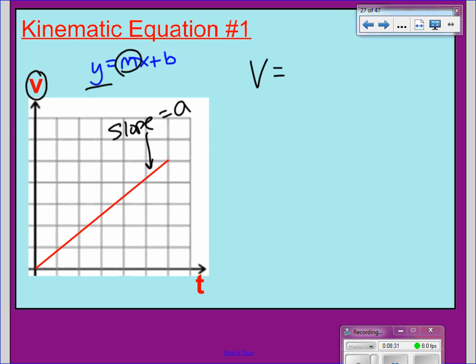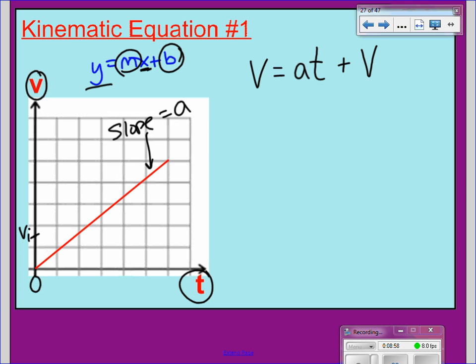And so my m, or slope, would be a. The x value, or x label, is time. So that would be t. And then finally, plus the y-intercept b. Let's think about it. What does the y-intercept of a velocity versus time graph tell you? Well, what it tells you is when time is 0, it tells you what the initial velocity would be. So my y-intercept would be initial velocity.